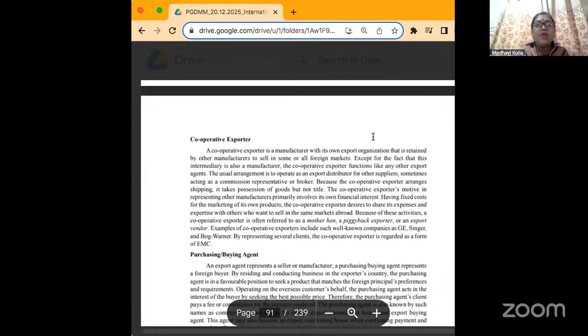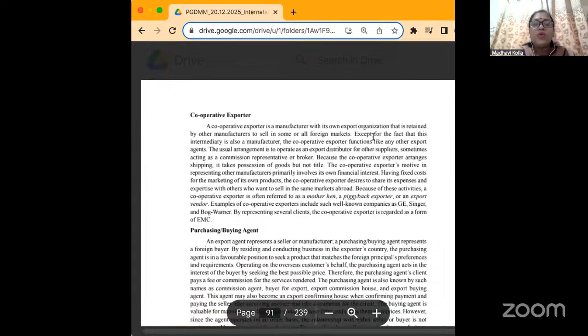The next one is a cooperative exporter. So who is a cooperative exporter? They are a manufacturer with their own export organization. All right, but they are retained. That means they are hired by other manufacturers to sell in some or all foreign markets. This is a very common scenario in, say, products like clothes, apparel, where you are leveraging on the expertise of another company which is also selling similar products.